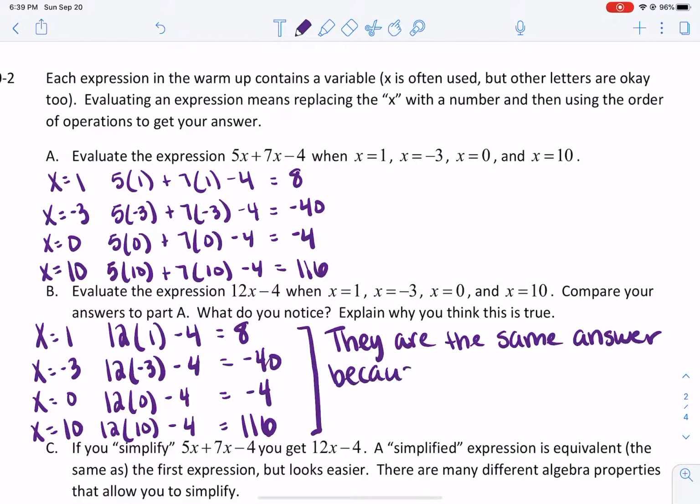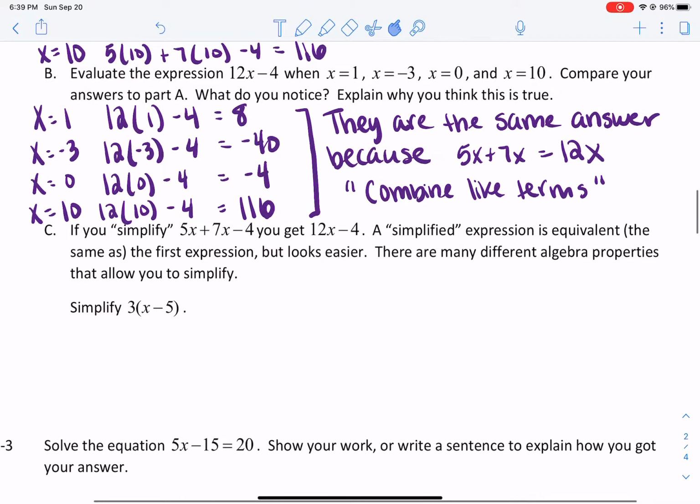Because 5x plus 7x, like what we had up here, 5x plus 7x is the same thing as 12x. Because we combined, 12x, not 7x. Fix that. Right? Because we combined the like terms. So they are the same.